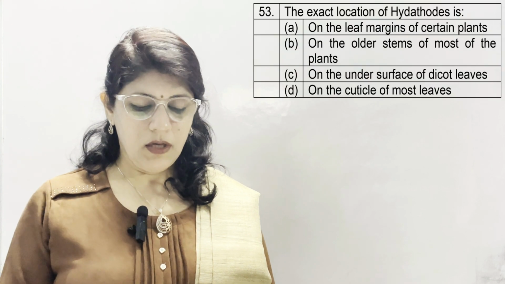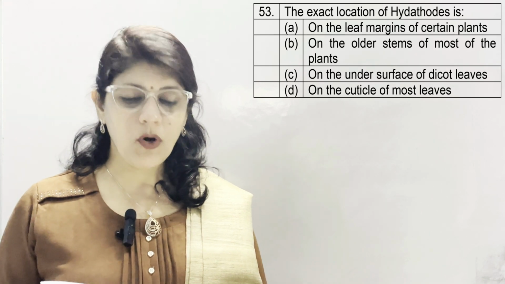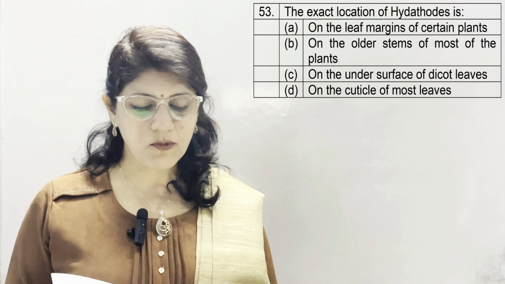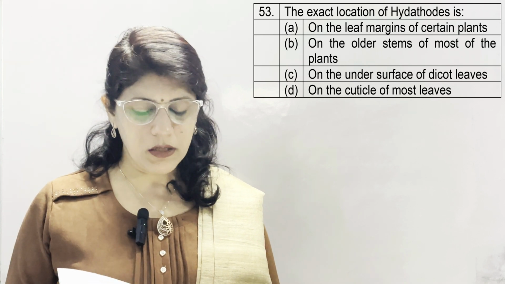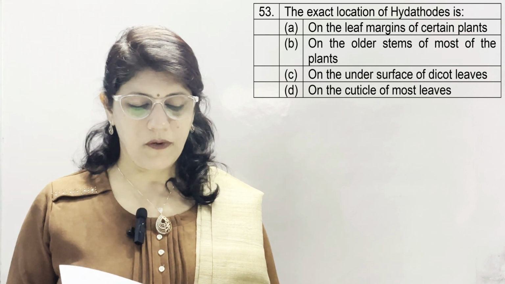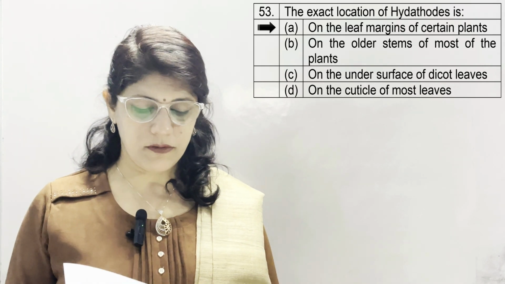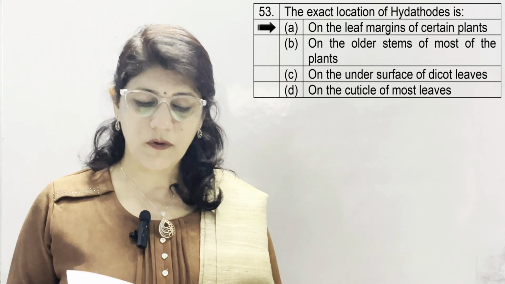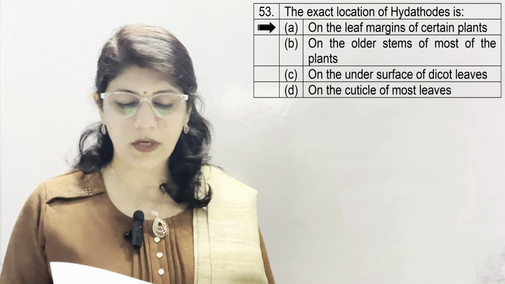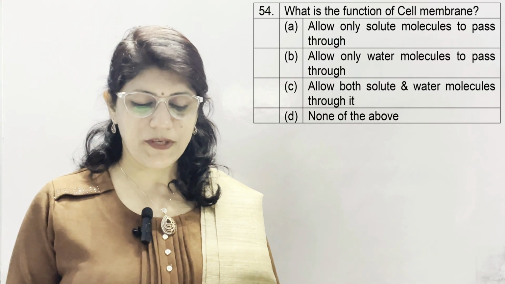Question number 53. The exact location of hydatodes is A option on the leaf margins of certain plants, B on the older stems of most of the plants, C on the undersurface of dicot leaves, and D on the cuticle of most leaves. Correct option is A, on the leaf margins of certain plants. Stomata are present on the lower surface, but hydatodes are present on the leaf margin of certain plants, not in all. In question number 54, what is the function of cell membrane?